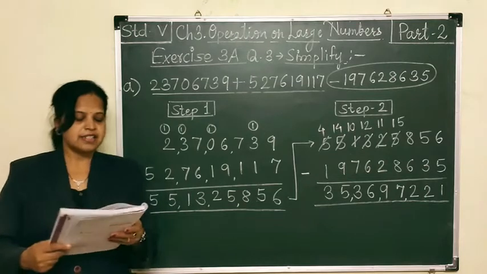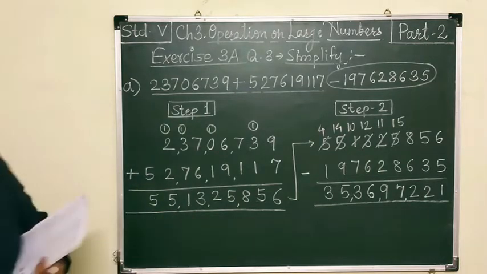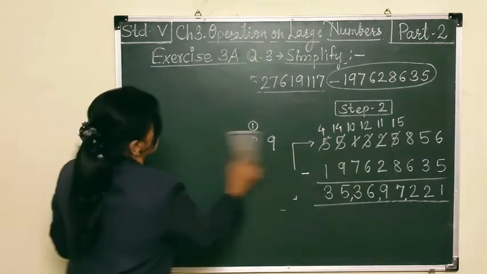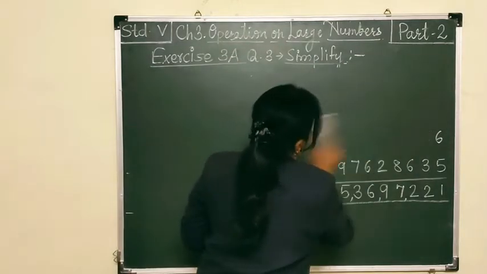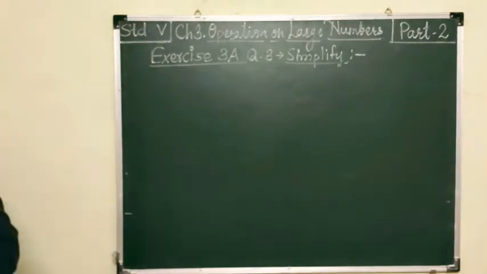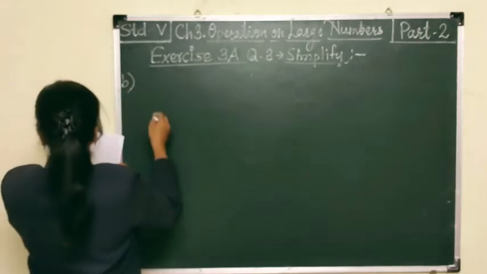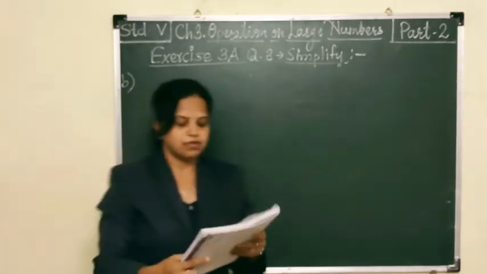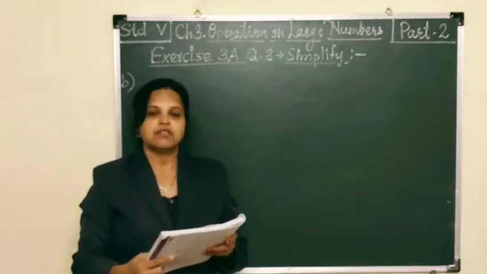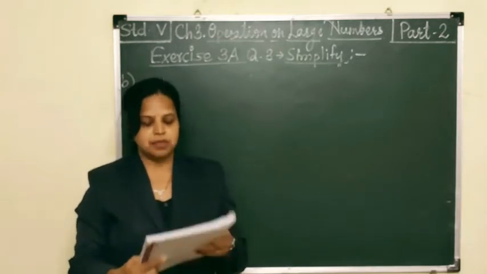Now let's see the second example. Here, after this we will do the next one. Here, you do along with me. See there, we are doing example B here. If you will see it carefully, see there. Here, first two numbers for addition, then third number for subtraction, and again the last number for addition.